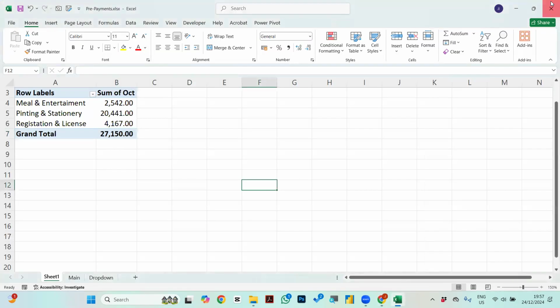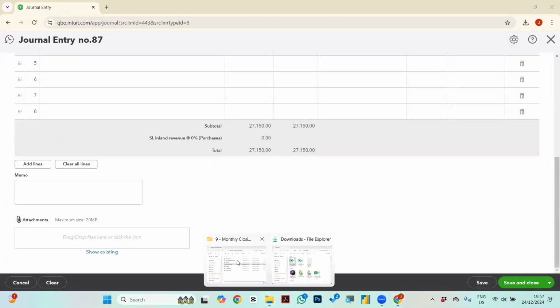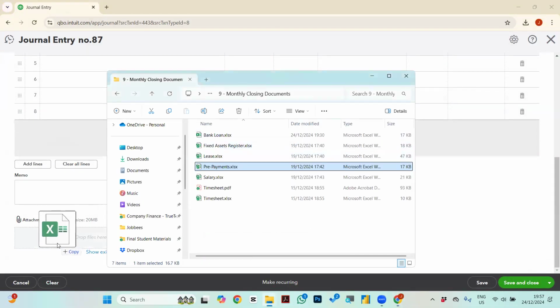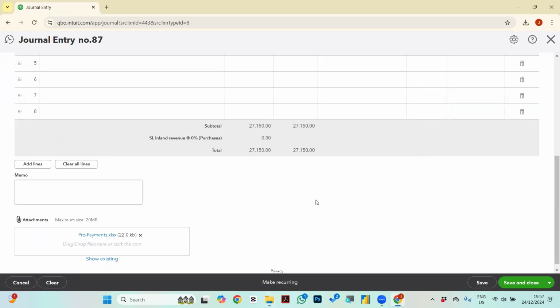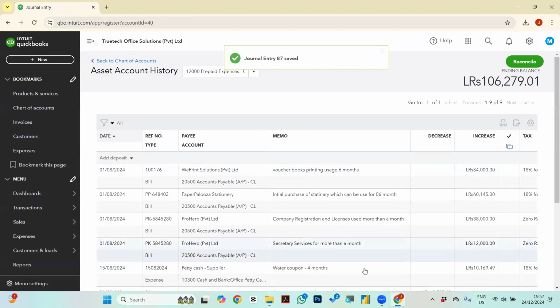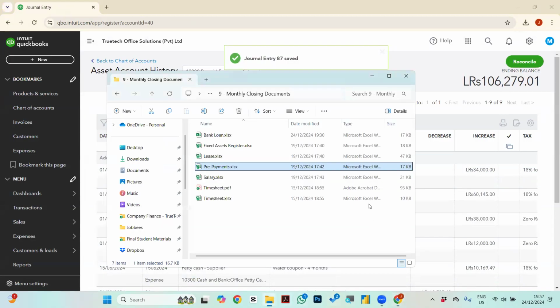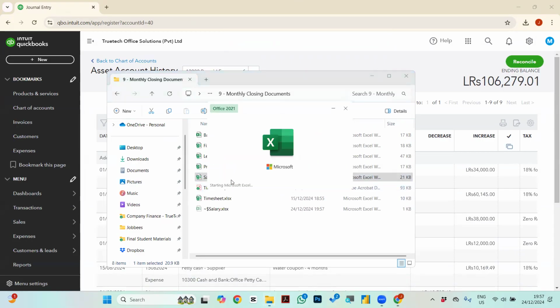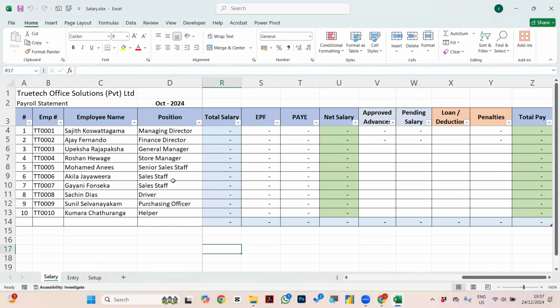Let me save it, and then I can simply drag and drop the prepaid expenses. All right, so I'm going to say save and close. Now prepaid expense is also done. Okay, all right. So finally, we have got the salary. I'm going to open it. So this is the salary sheet.